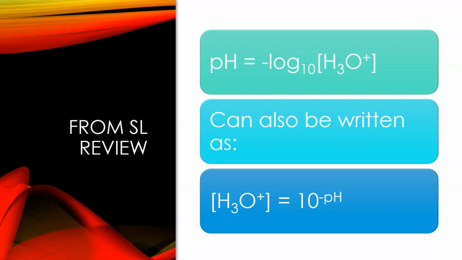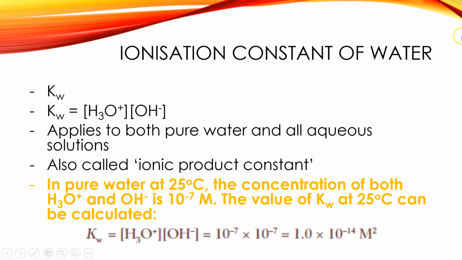So you'll remember from SL that we have been given the Henderson-Hasselbalch equation. The pH is equal to the negative log to the base 10 of the concentration of H3O+. And if we rearrange that logarithm, then we are given the fact that the H3O+ concentration is equal to 10 to the negative pH. These are the equations that we're going to center around today.